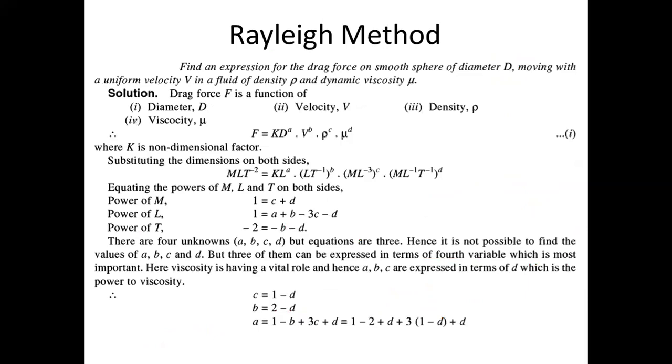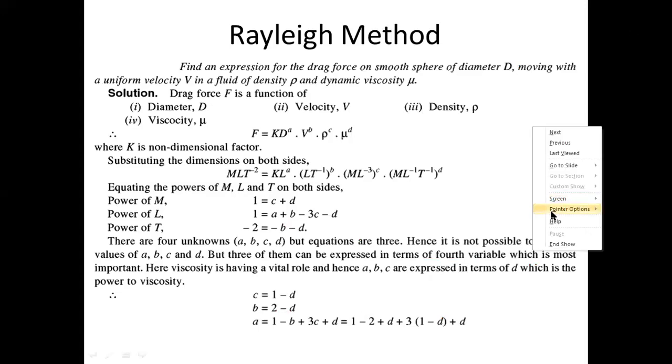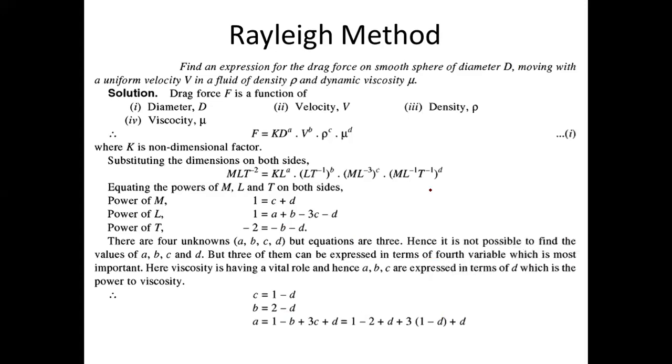Again, we'll try to see what are the dependent and independent variables. See, you are supposed to solve this on your own, but just for the example, I'm showing you what is the problem with this Rayleigh method. In this case, you have to find the drag force on a smooth sphere, which depends upon diameter, velocity, density, and viscosity. Fine. So according to the given question, I can say drag force is the dependent parameter. It depends upon diameter, velocity, density, and viscosity.